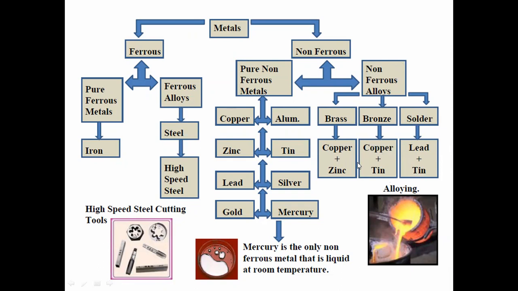So this is basically the outline that we have for metals, the classification of metals under ferrous and non-ferrous. This is alloying. As you can see, this is casting. For those wondering what casting means, this is the metal that is being cast.